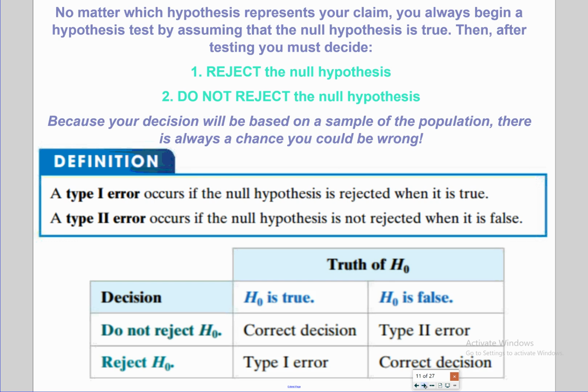Let me erase what's up here. Okay. So we're going to jump to kind of the end of hypothesis testing. So at the beginning, you're going to write your null, your alternative, and which is the claim. In the middle, we're going to do some math, so we'll get to that later. And at the end, you're going to make a decision about the hypothesis that is being tested. And so we're going to talk about the decision part today and a little bit tomorrow.